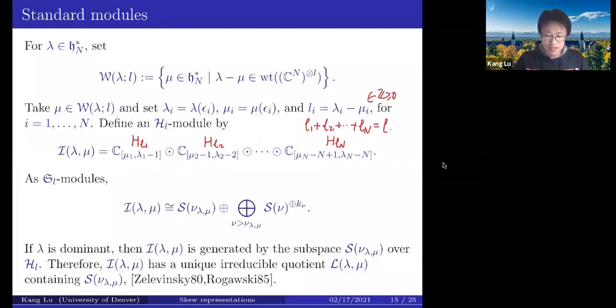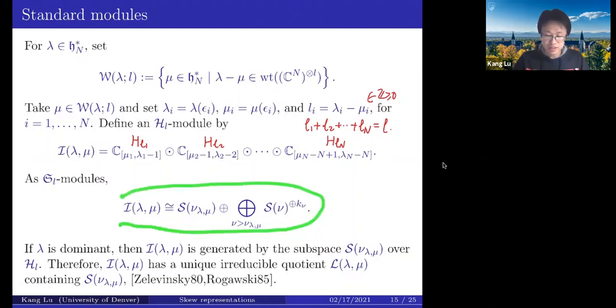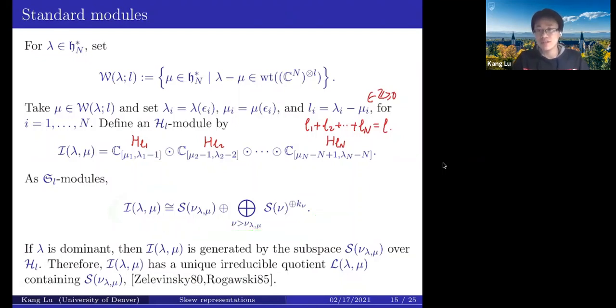So as a symmetric group module, it has the following decomposition, where you can consider this as the leading term. This is the module which corresponds with the leading term. And then there are some modules for the rest, with the following order. This is the dominance order for the partitions. And the multiplicity for this module is one.